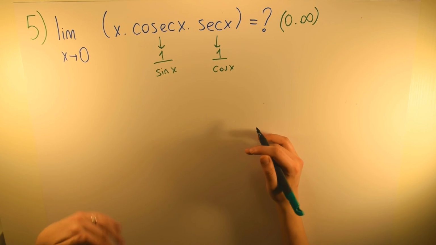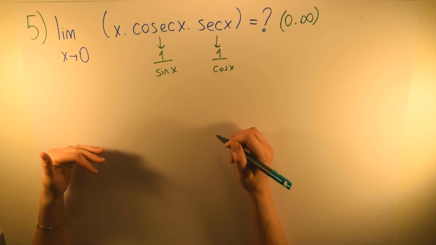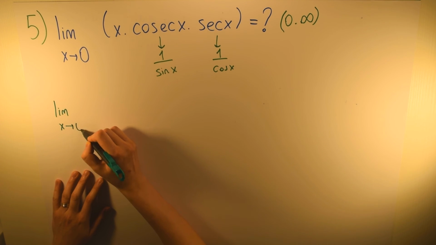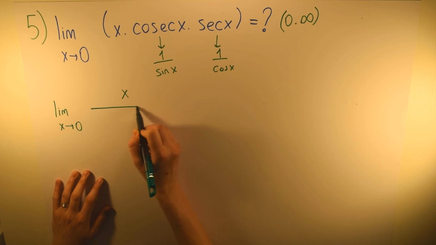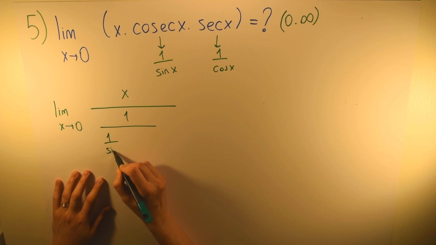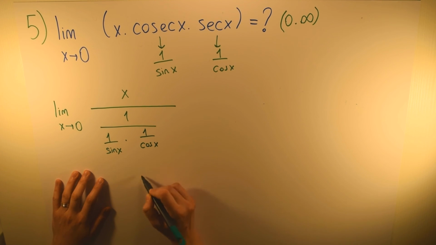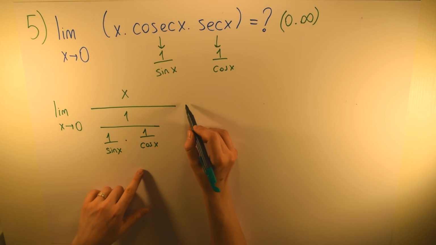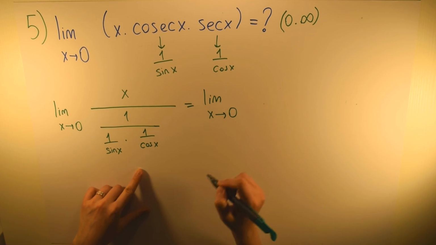So what should we do with this kind of indeterminate form? We should rewrite them as fractions, okay? So let's do that. Here we have the limit as x approaches 0. Here we have x, it stays as it is, over 1 over sine x times 1 over cosine x.